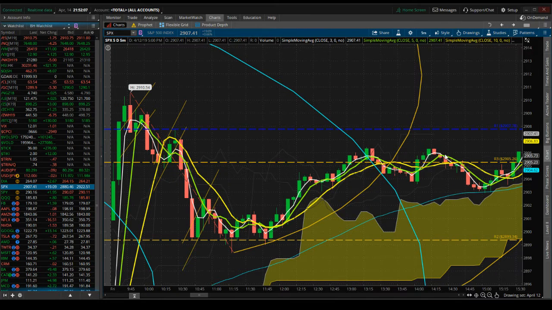And don't forget, Friday is Good Friday, so the market will be closed on Friday. So just remember, short trading week this week. So remember, if you have expirations, right, just remember the options. Theta is going to start burning a little bit faster than it normally does this week.